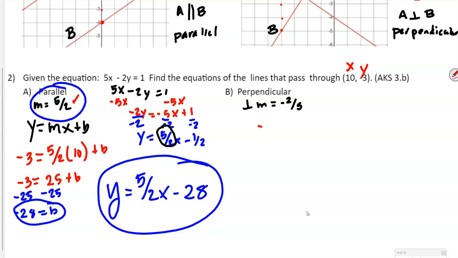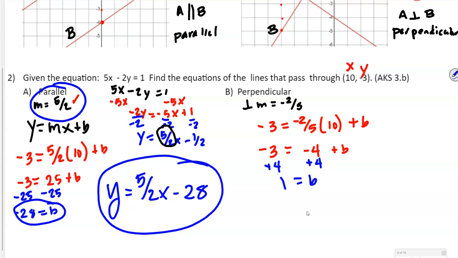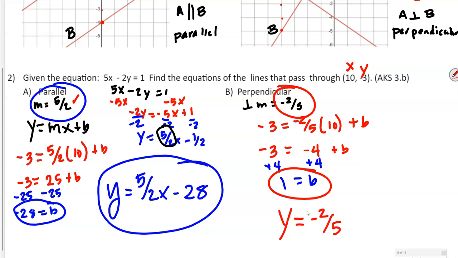We're going to take our y again, which is negative 3, and that's going to be equal to our m, negative 2/5, times our x, which is 10, plus our b. So again, negative 2 times 10 is negative 20. Negative 20 divided by 5 is negative 4. So this is going to be negative 3 equals negative 4 plus b. We're going to add 4 to both sides. So b is equal to 1. Now, once again, we are going to plug in our m and our b into our equation, right? So y is equal to negative 2/5 x plus 1.